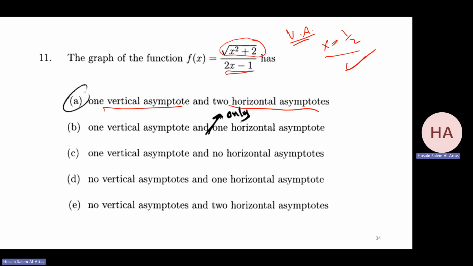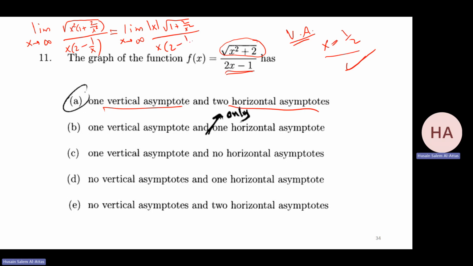Okay, so for the horizontal asymptotes, I need to check the limit as x goes to infinity, and the limit as x goes to minus infinity, as usual. I take common factor x squared. I have 1 plus 2 over x squared. Take x, I have 2 minus 1 over x. Okay, check 2x minus half, minus 1. Everything is okay. I take, this is absolute value of x, square root of 1 plus 2 over x squared, over x times 2 minus 1 over x.